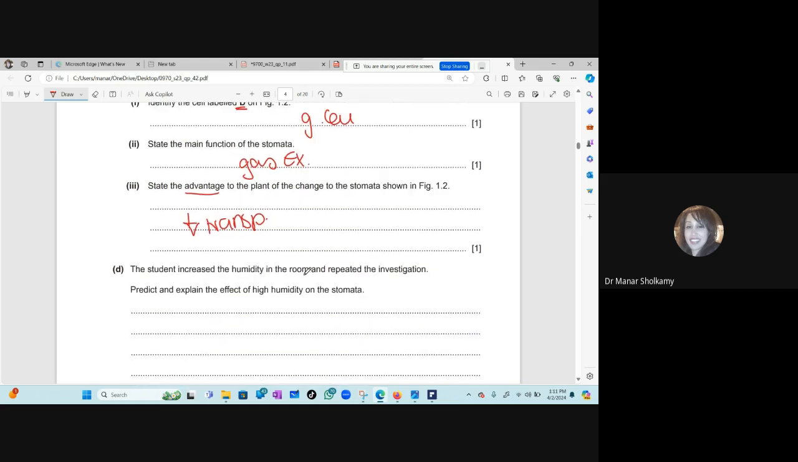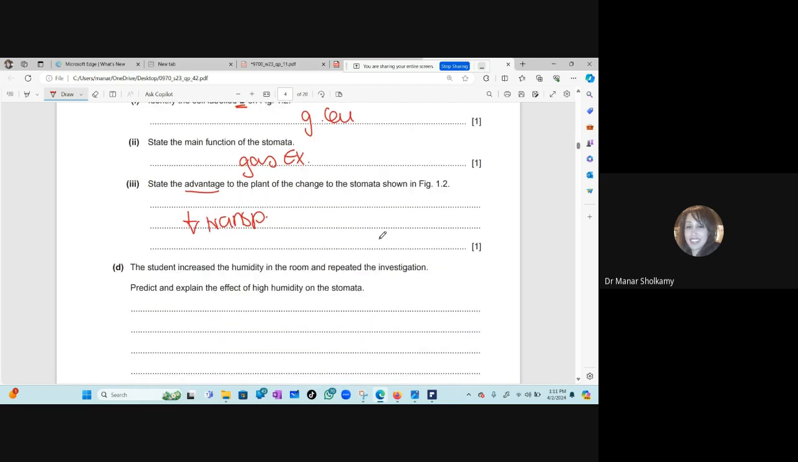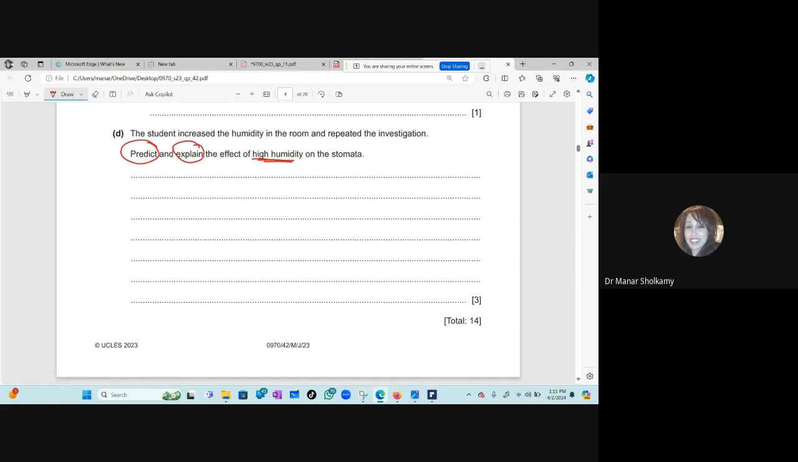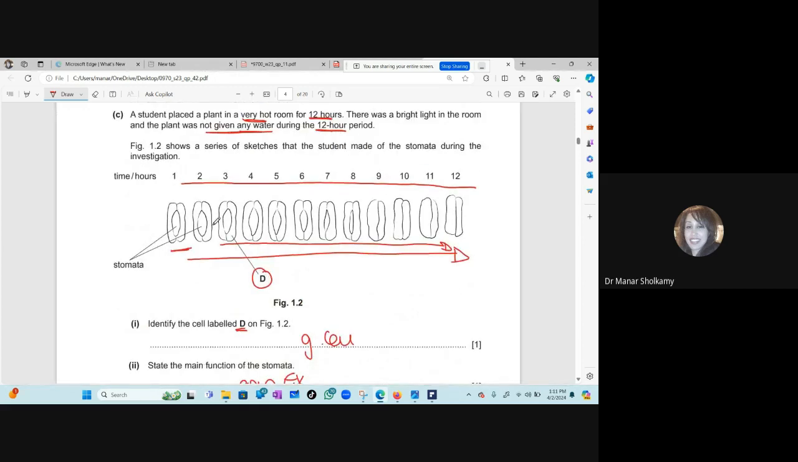The students increased the humidity in the room and repeated the investigation. Predict and explain. So this is a two-part question: the effect of high humidity on the stomata. And this is 3 marks. Now predict. What do you think will happen to the guard cell? Will it close down like this, or will it not close down and stay open?